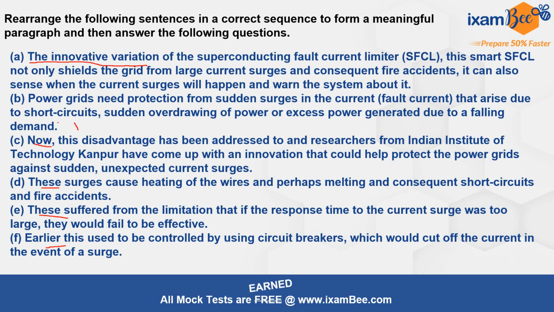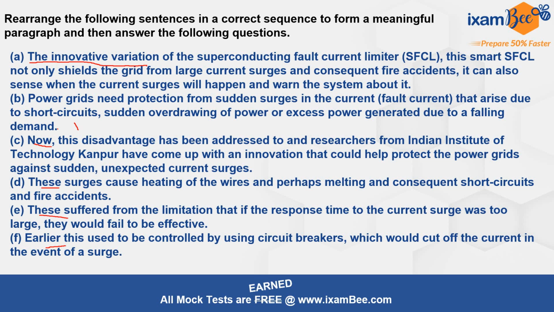So what says B? Power grid need protection from certain surges in the current fault current that arise due to short circuit, sudden overdrawing of power or excess power generated due to falling demand. So it says what? That power grids need protection from certain surges. Certain surges. So this is the topic of our passage or the paragraph.